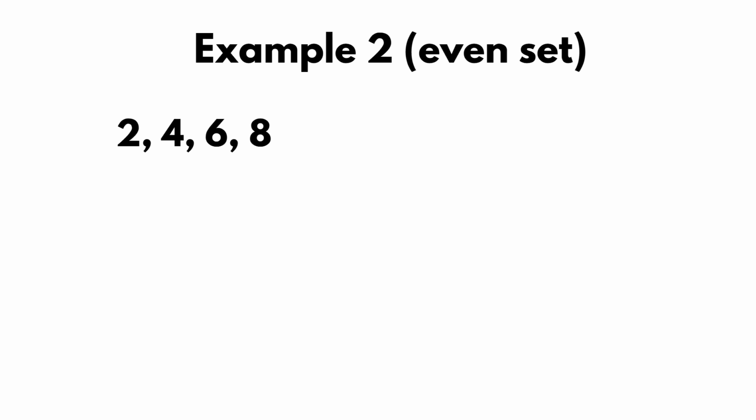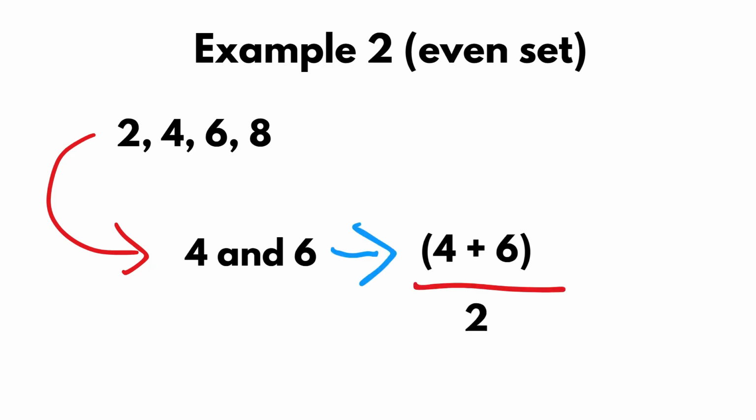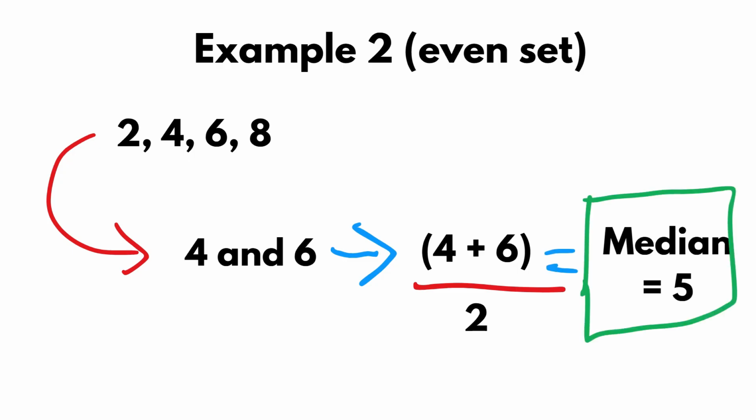So, what we need to do is find the average. And how do we find average? We need to add 4 and 6. Let's go ahead and add 4 and 6. And then we need to divide by 2. Let's add 4 plus 6, that will be 10. Divided by 2, that will be 5. So our median is 5.